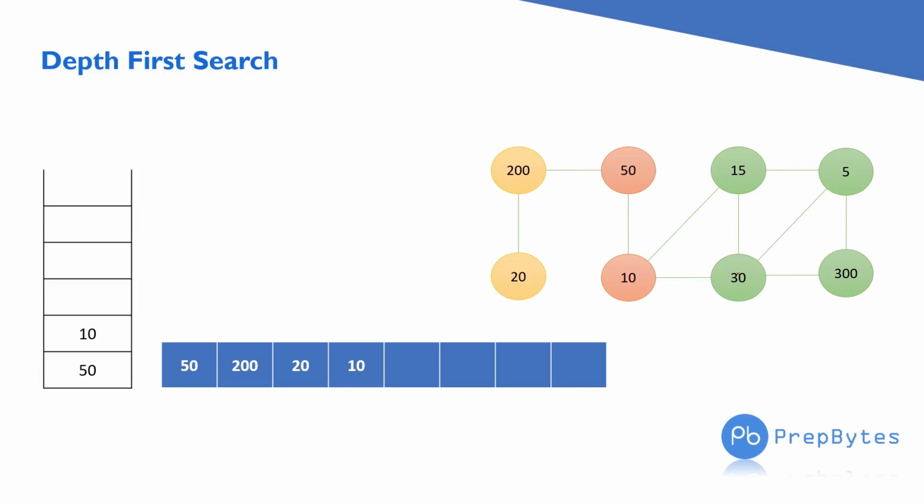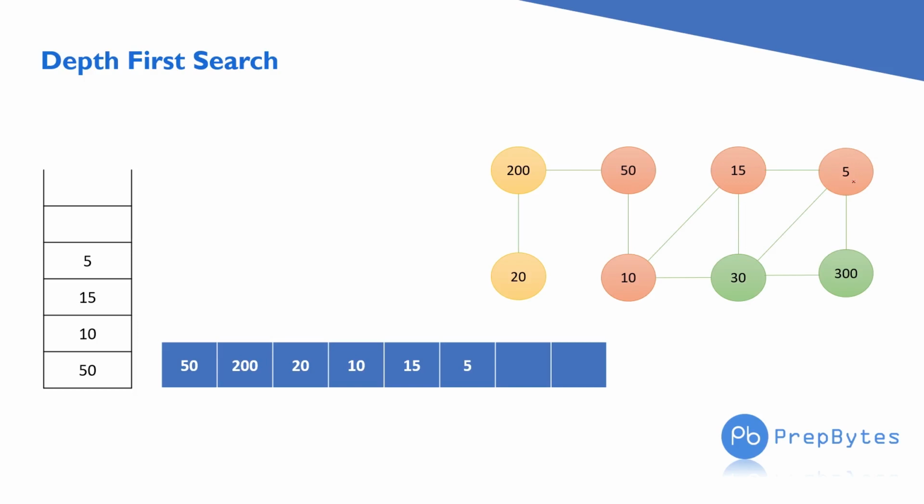Now tell me what will happen. Where should we go? Should we go to 15 or should we go to 30? It doesn't matter. You go to 15 or 30, the whole graph will be traversed. So go to 15. If we go to 15, then 15 will be visited. Now from 15, we should go to 30 or we should go to 5. We can actually go anywhere. So I go to 5. So 5 becomes visited.